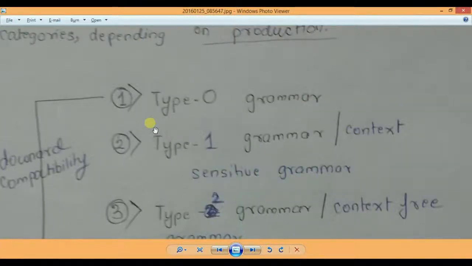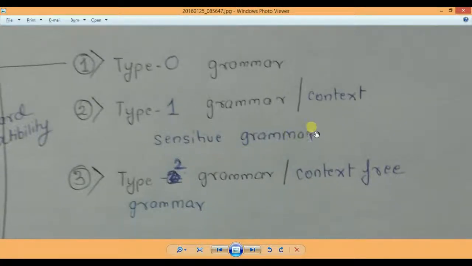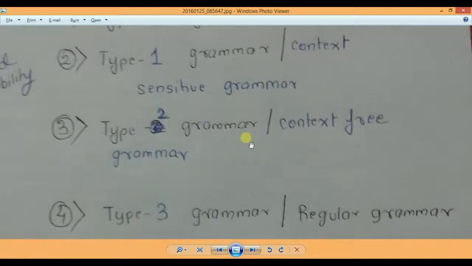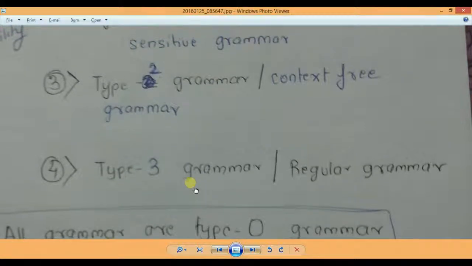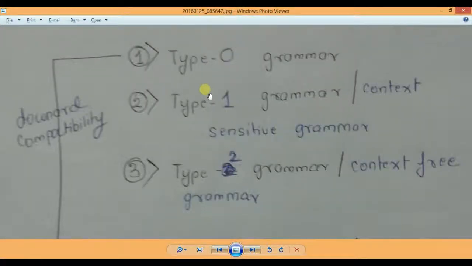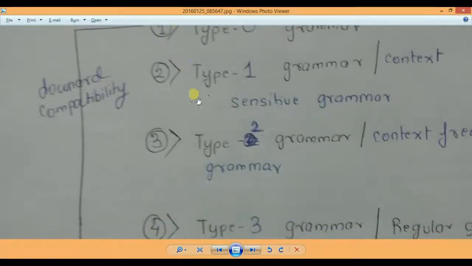Now, type 1 grammar is also known as context sensitive grammar. What is context and how it is sensitive, I shall discuss this later. But for the time being, just know this information that type 1 grammar is also known as context sensitive grammar. Type 2 grammar is also known as context free grammar, and type 3 grammar is known as regular grammar. Okay, now another bit of information is there is a downward compatibility from type 0 grammar to type 3 grammar.